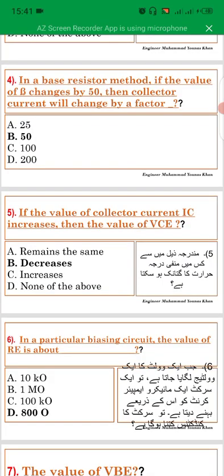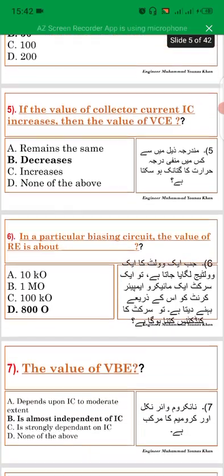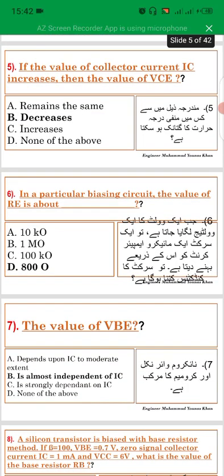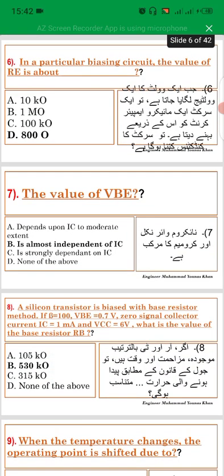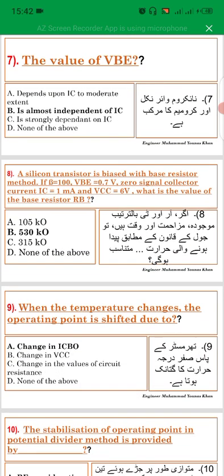In a base resistor method, if the value of beta changed by 50, then collector current will be changed by a factor 50. If the value of collector current IC increases, then the value of VCE decreases. In a particular biasing circuit, the value of RE is about 8 ohm. The value of VBE is almost independent of IC.